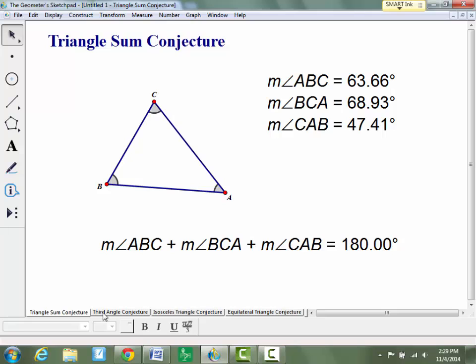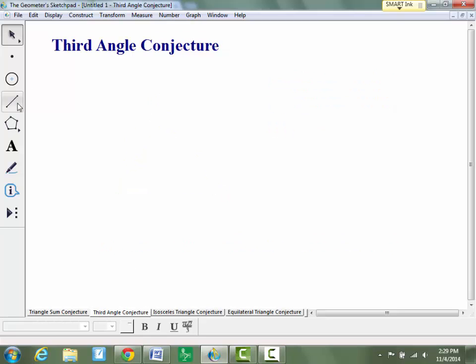The second one I want to show you was a third angle conjecture here. So what do we want to show here? We want to show two similar triangles. So I'm going to start by making one triangle, and then I have to make another similar triangle. So how I'm going to do that is I'm going to choose a point not on the triangle, or construct a point not on the triangle.